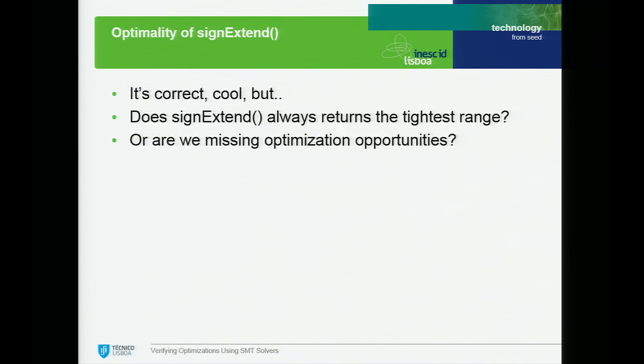It's correct, but if we implement signExtend as always returning a full set, it is always correct, right? Because it's an approximation of the result, so it's always correct. But then it's not very helpful for performing optimizations, right? Because we want to know the tightest possible interval for the operation. So now let's do something different and try to prove that it's actually returning the best possible solution. So we are going to try to prove that it is optimal.